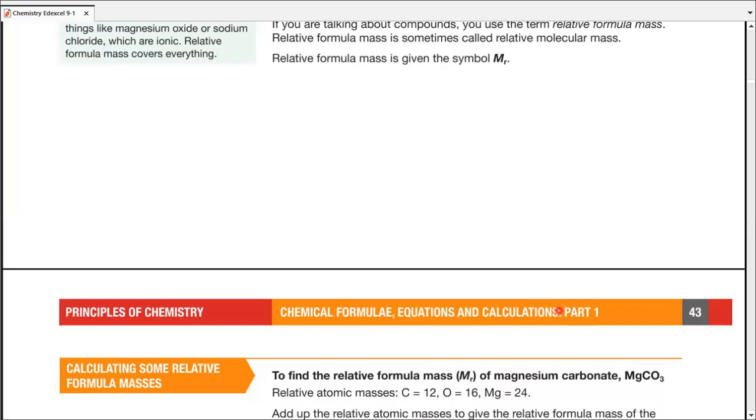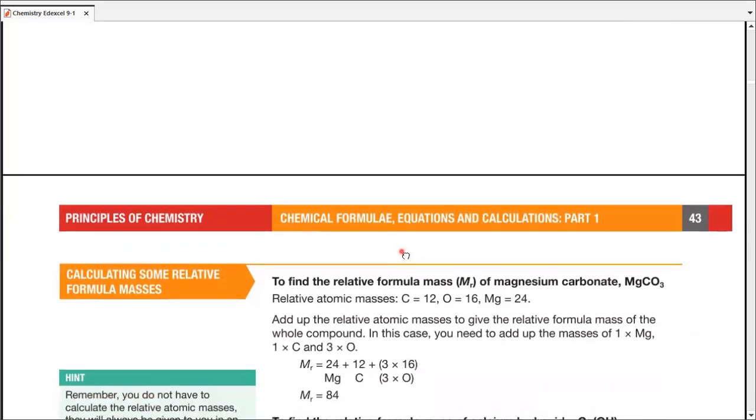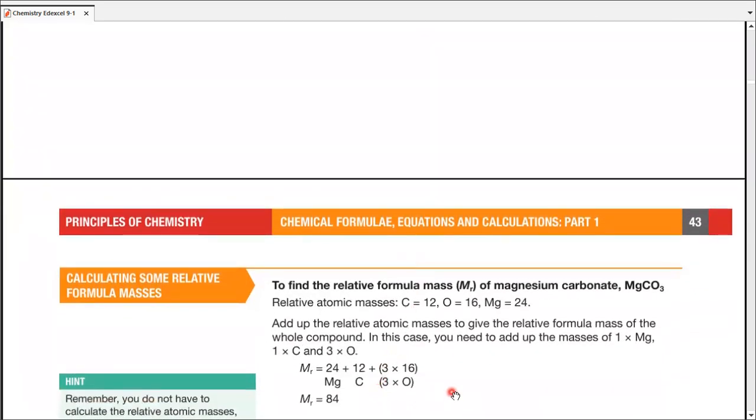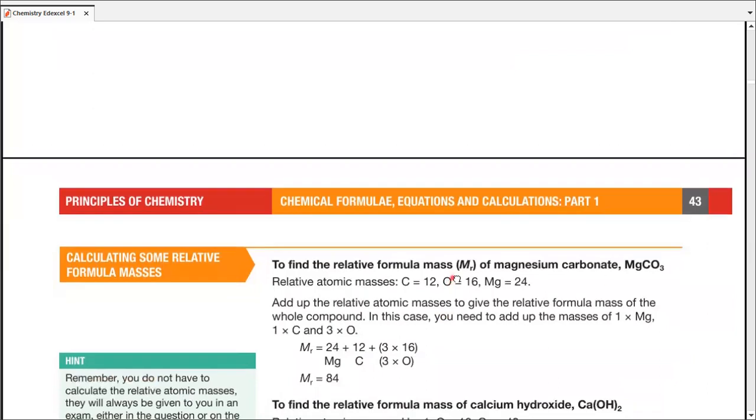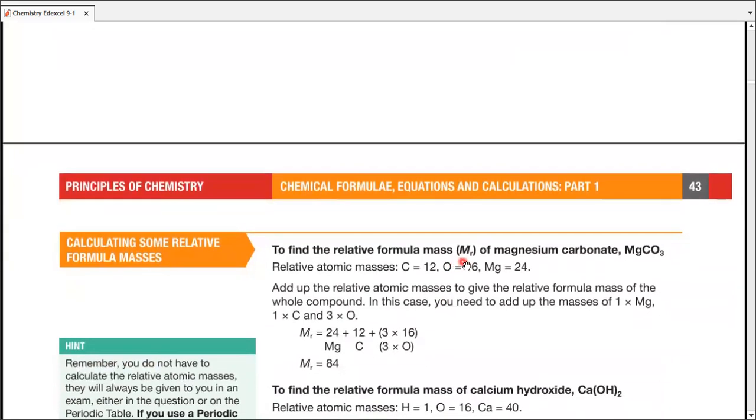Sir, for oxygen, as the mass number is 16, we will multiply by 3, right? Right, perfect. 84. Let's see if your answer has been correct all along. So there you go, 84. Are we good? Yeah. Now let's go to something that consists of a bracket.